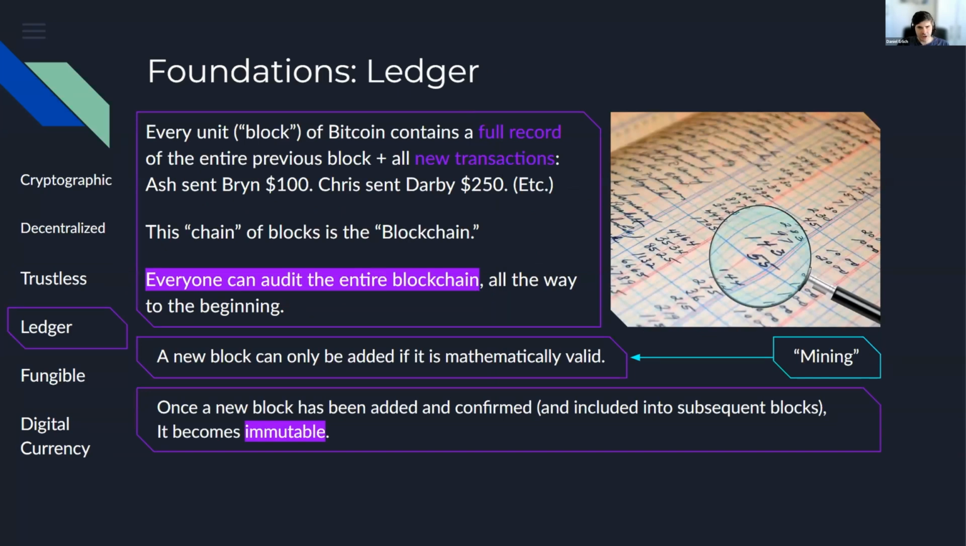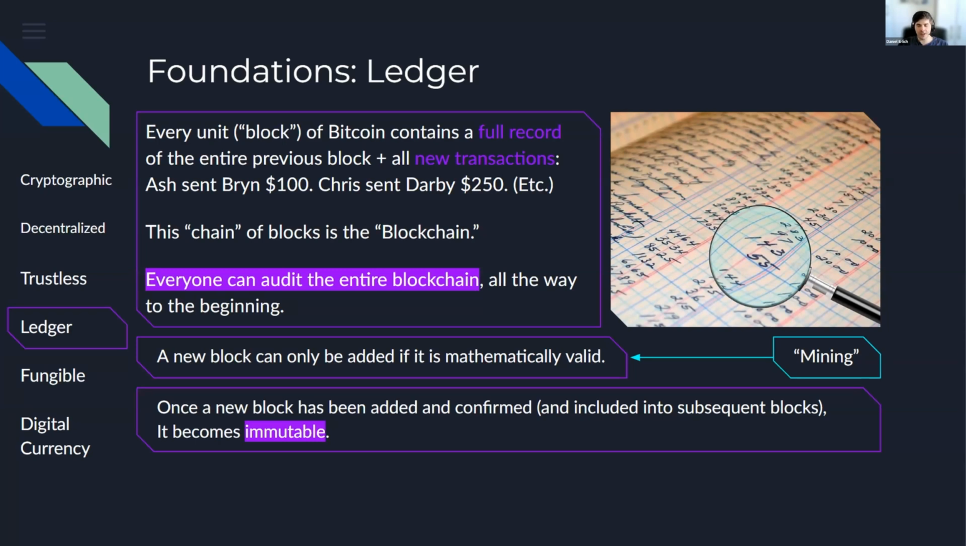All right, next is the ledger. Now, Bitcoin is often seen as a currency, but more specifically, it's actually a ledger. It's an accounting register. It has a full record of the entire previous block and consequently all of the other previous blocks, all the way to the very beginning. This is publicly available information for anyone who knows how to look at it. And that means that anyone can audit the entire blockchain all the way to the beginning.